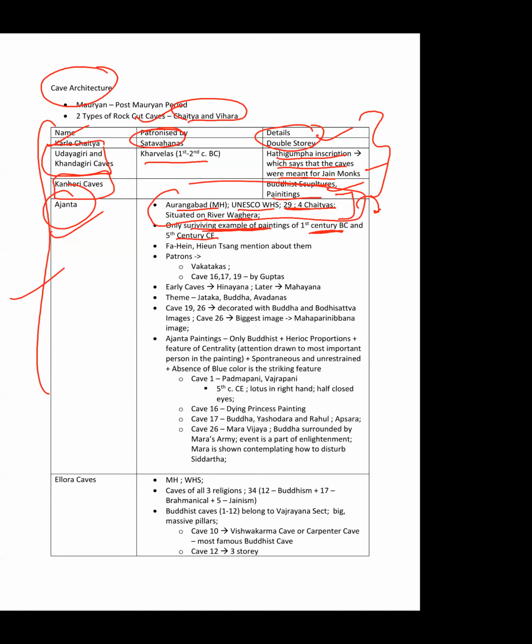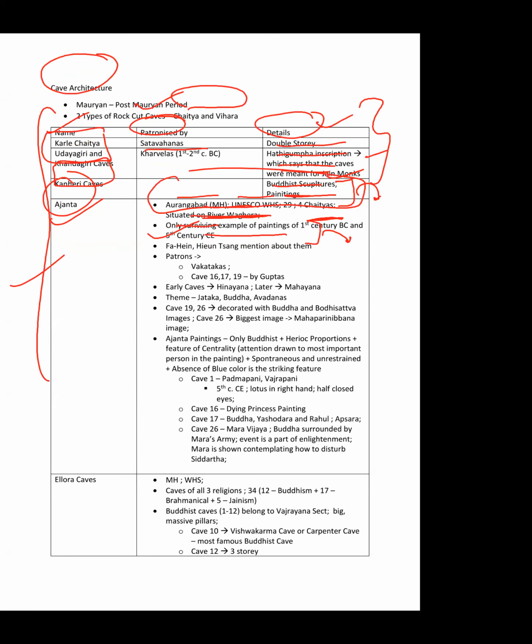Fa-Hien and Hiuen Tsang mention the Ajanta caves. So you use this in paintings, and you also use it if, let's say, a question on travelers comes, right? This is the way you should be reading this PDF. It should not be read in isolation.